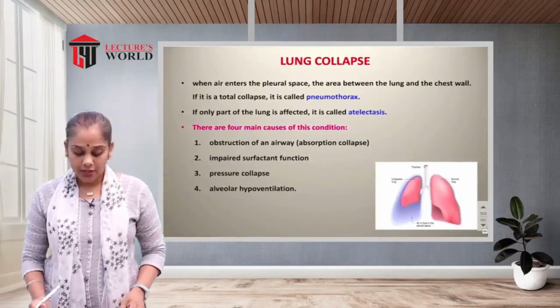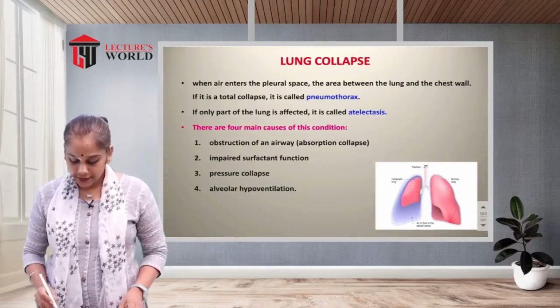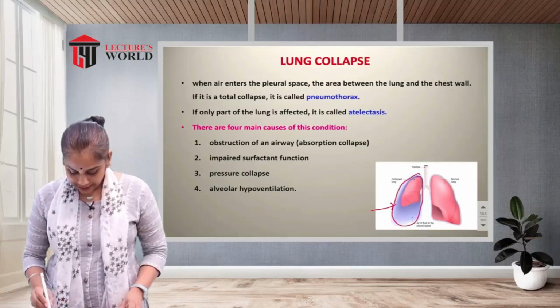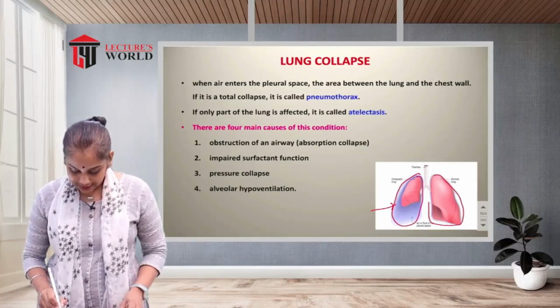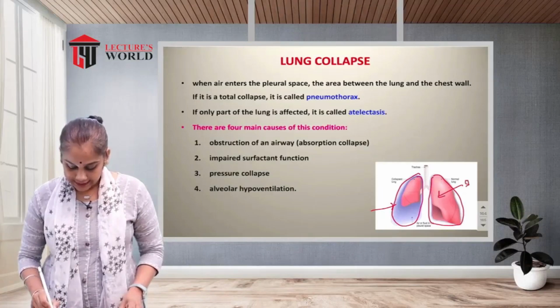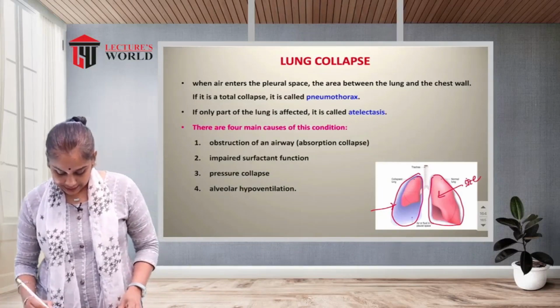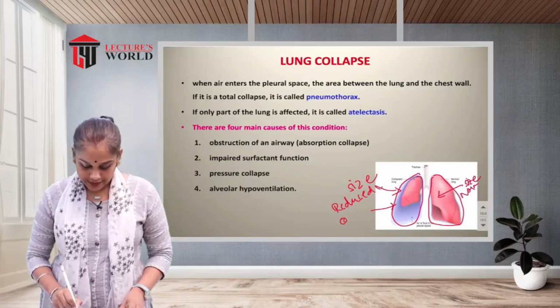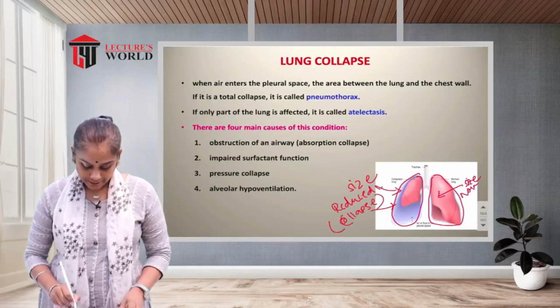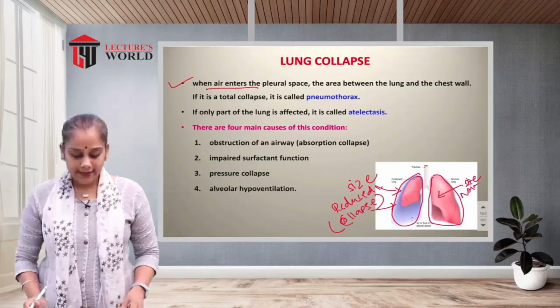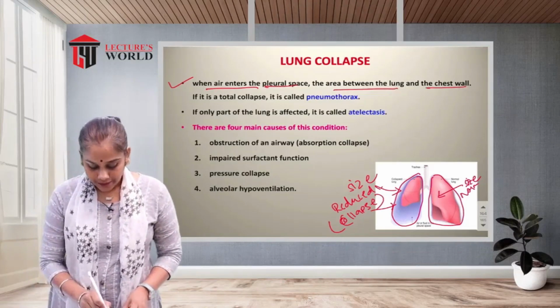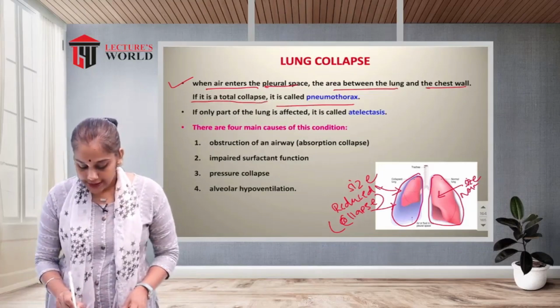Now the lung collapse. So what is lung collapse? You can see in the figure there is a collapse of the lung in this cavity. Okay, see, this is the normal lung. The size is normal. Here the size is reduced, or we can say collapsed. So when air enters into the pleural space, the area between the lungs and the chest wall, if it is total collapse, it is known as a pneumothorax.